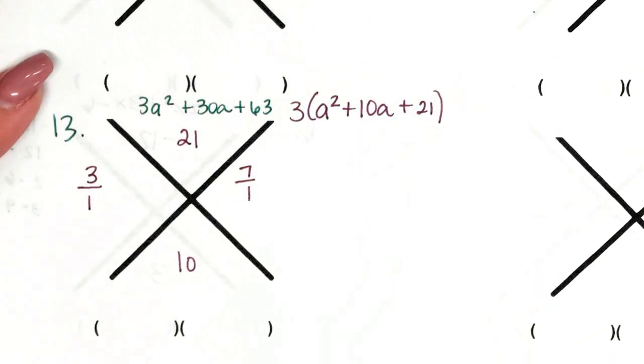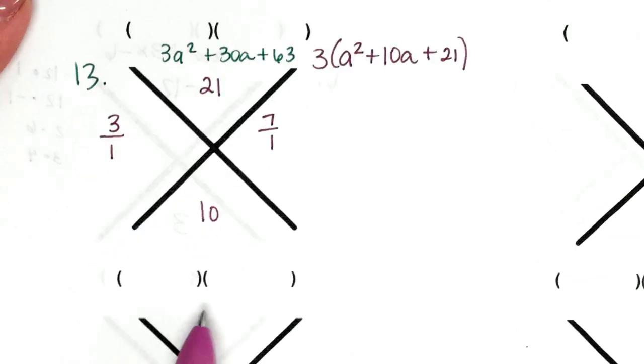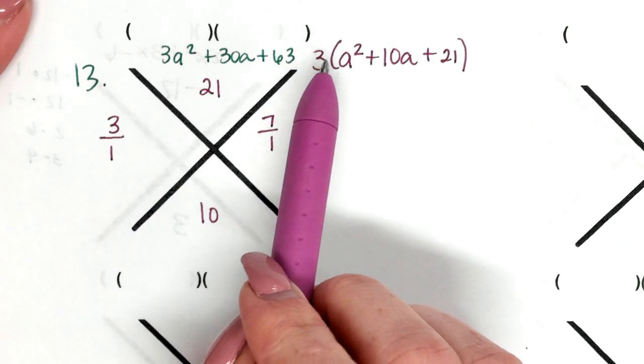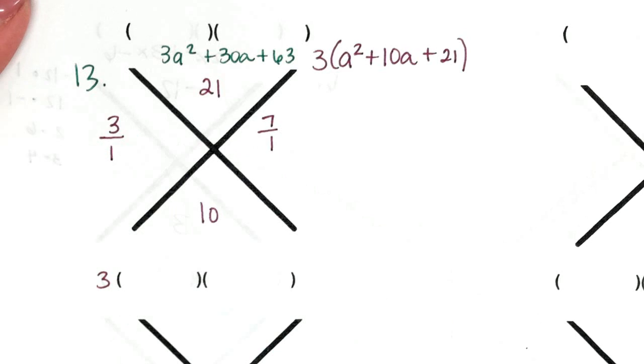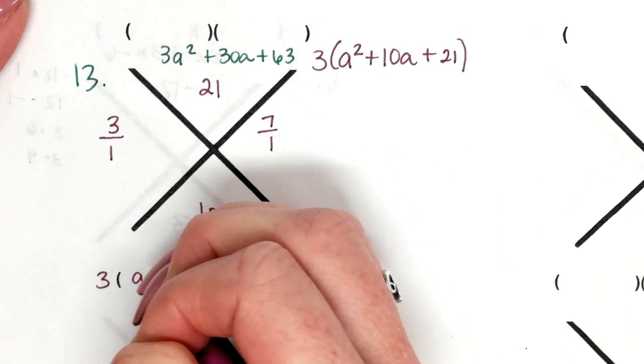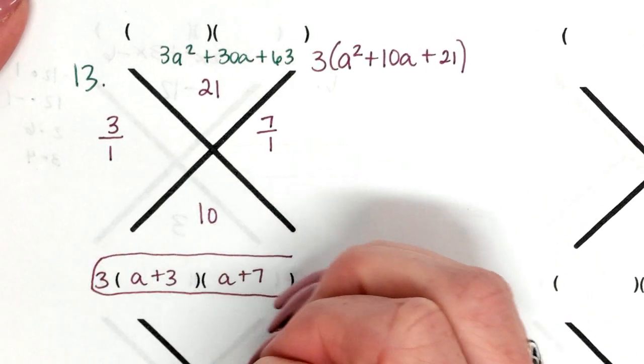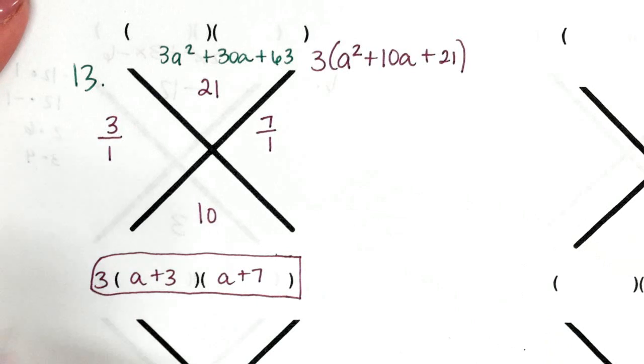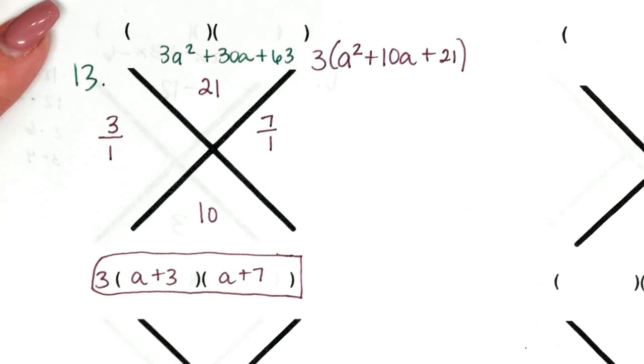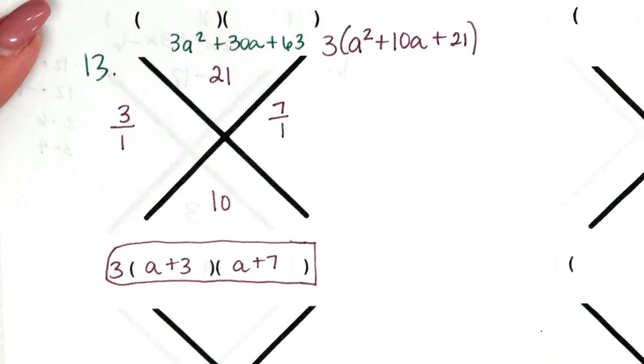Now here's the deal. When you put your answer down here, you still have to leave the 3 on the outside. So I'm left with a plus 3 and a plus 7. But I have to have that 3 on the outside. And that's my answer. Does that make sense?